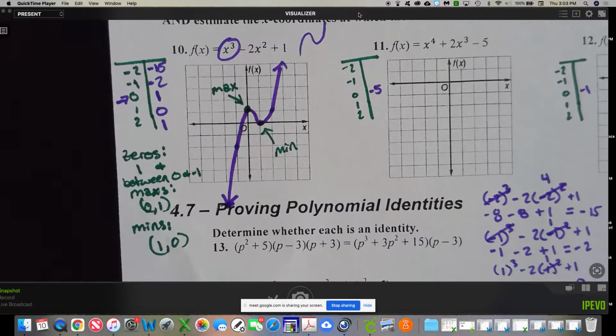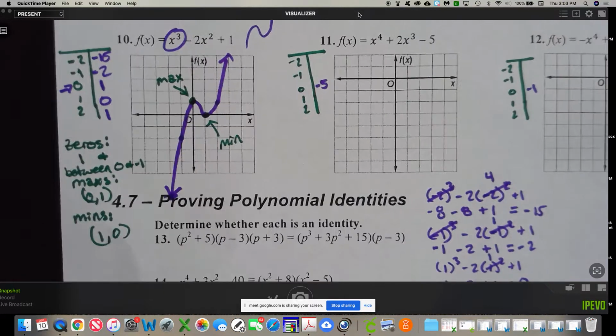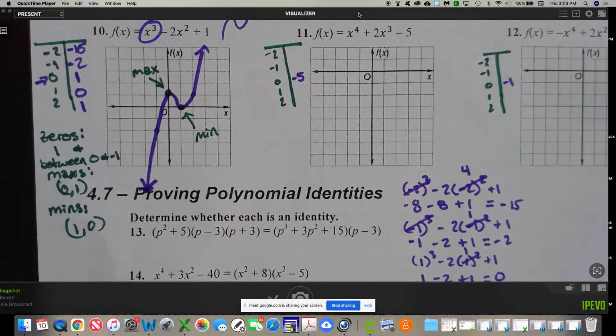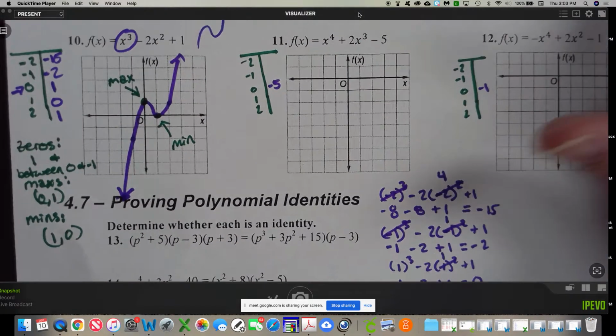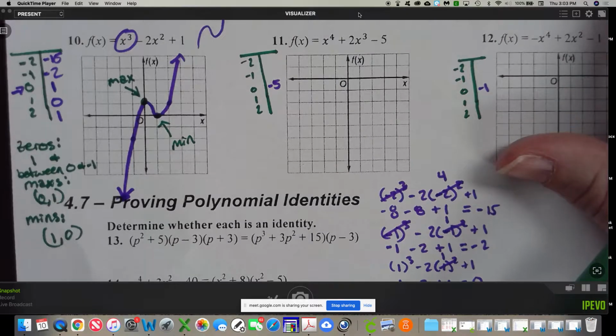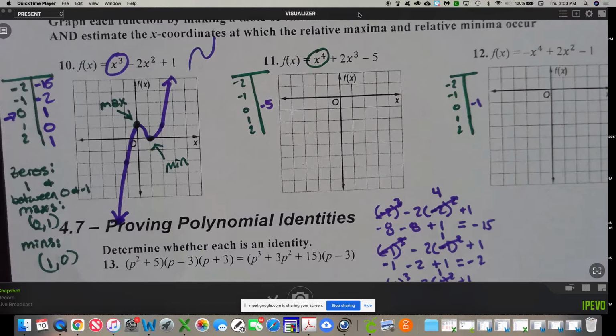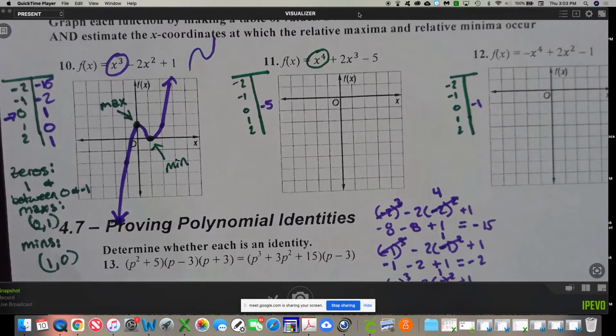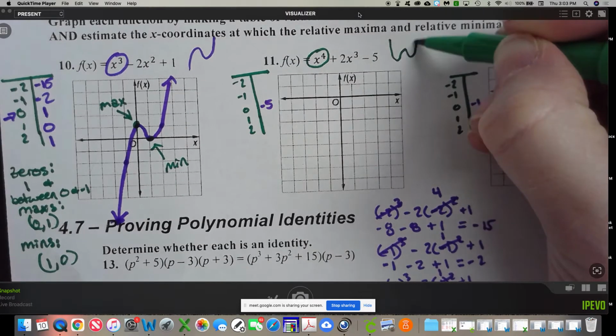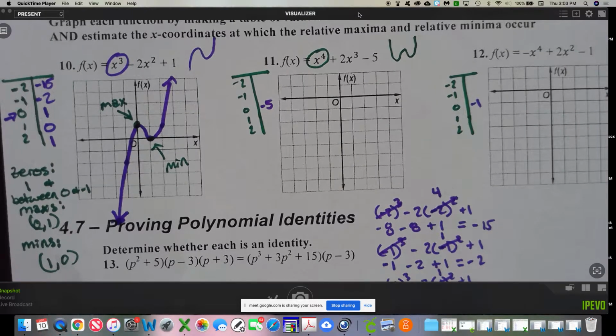You ready for number 11? Okay, before we start number 11, what should it look like? Approximately up, down, up, down. Okay, x to the 4th power is the parent function, and Libby said a W, probably. He's positive x to the 4th power, so he should look something like a W. Let's see what he does.